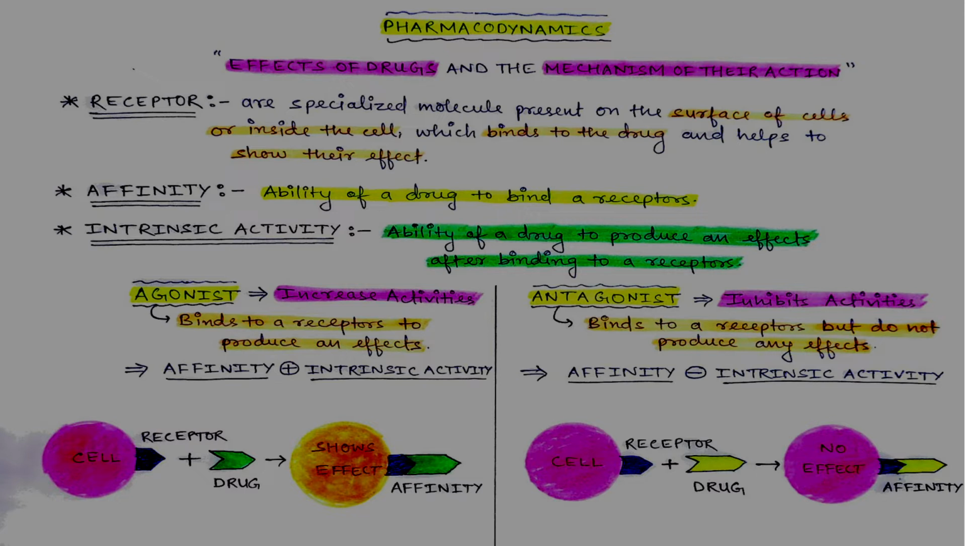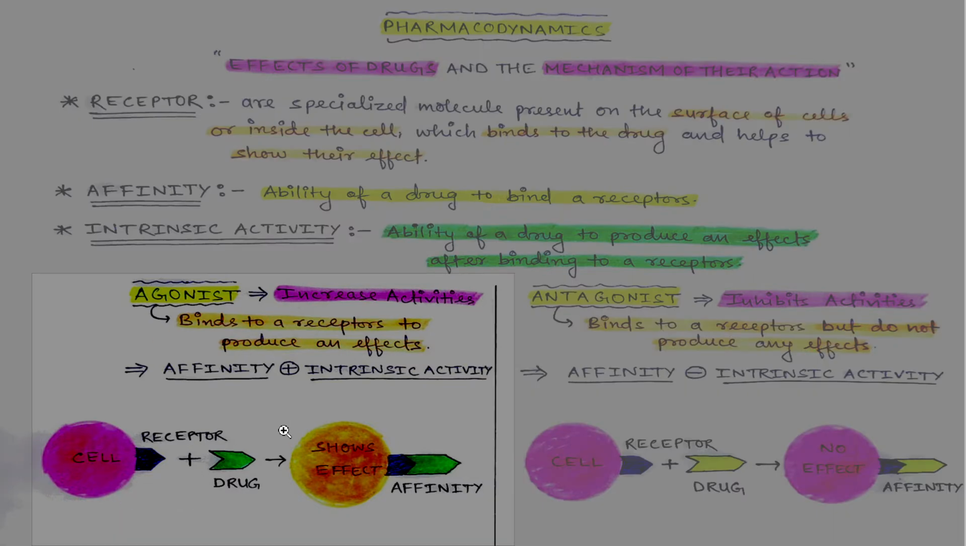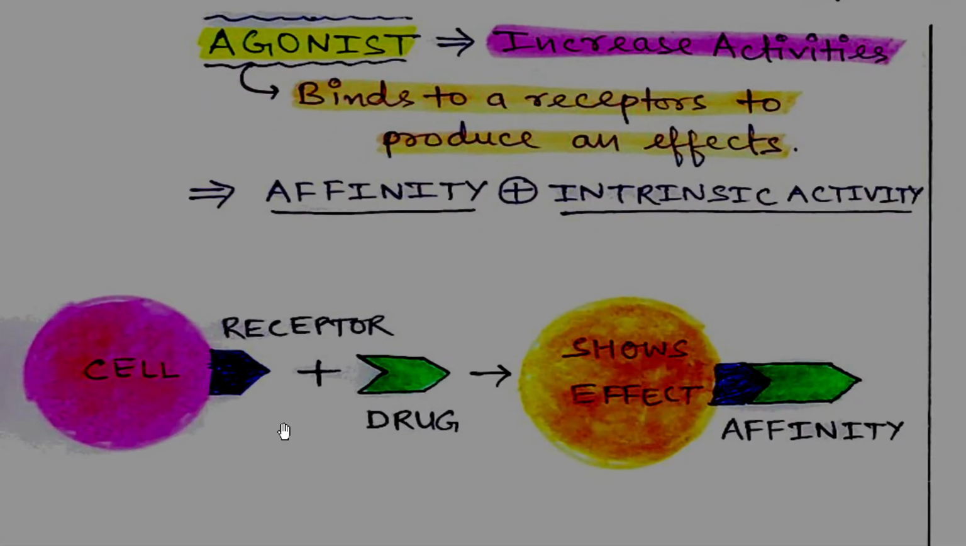Simple. And now understand what is affinity. Affinity is the ability of a drug to bind a receptor. What is intrinsic activity? Ability of a drug to produce an effect after binding to a receptor. Now let us understand what is agonist. Agonist means increased activity. When drug binds to a receptor to produce an effect, it's called as agonist.